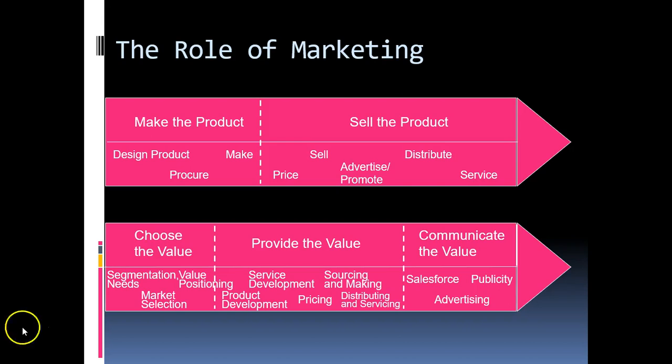You'll see at the very start of the process here we're talking about things like needs, segmentation, which we'll revisit later in the module, and positioning. How do we determine what it is that our customer is interested in? Which value are we going to provide? And then we think about how we might provide that value. What level of price would be appropriate? Is there a service element that's required? How do we develop products that are innovative and that customers are interested in?